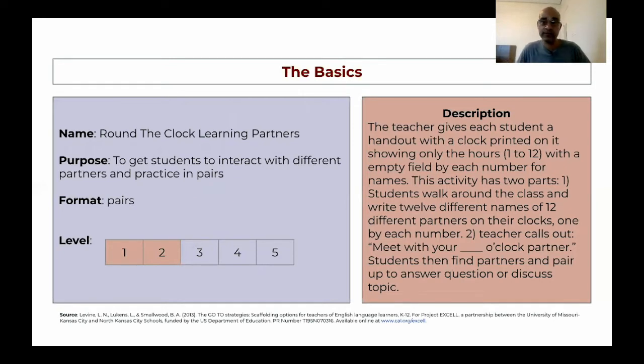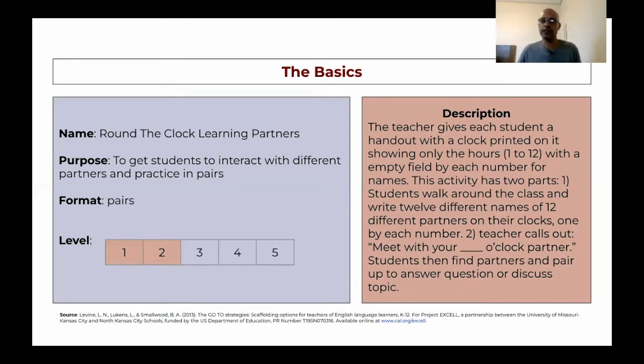So the teacher gives each student a handout with a clock printed on it, showing only the hours, 1 to 12, as you would normally have in a regular clock, with an empty field by each number, which corresponds to each hour, for names. So the clock is going to have 1, 2, 3, 4, 5, 6, 7, 8, 9, 10, 11, 12, and by each number a line so that the student can write a name. So this activity has two parts.